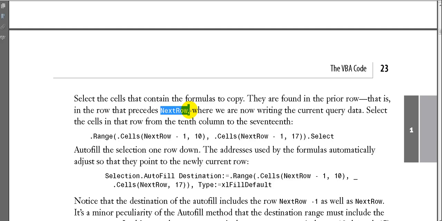So how do we identify that row? We say next row minus 1. And we put that into cells, because remember, cells is the collection of all the cells. So we identify next row minus 1 as the previous row. And apparently he wants to put it in column 10. Okay?